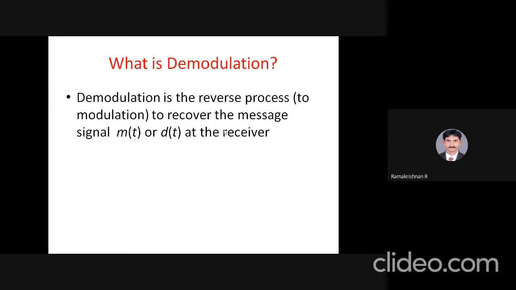What is the need for modulation? It is required for multiplexing, narrow banding, to overcome the equipment limitations, practicability of antenna height, modulation for frequency assignment, and modulation to reduce noise and interference. What is demodulation? Demodulation is a reverse process to recover the message signal m(t) at the receiver side.